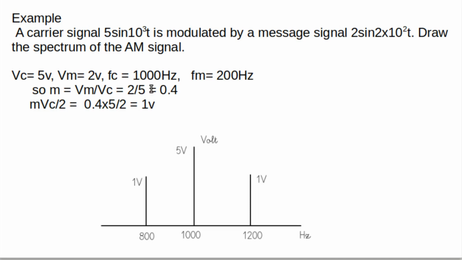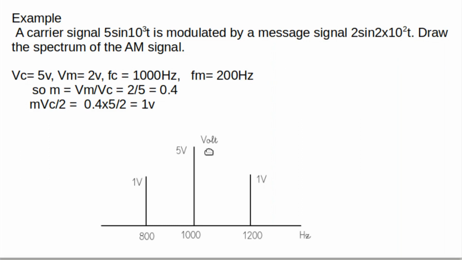Now we will see another example. Here the carrier signal is shown by its mathematical equation, 5 sin 10^3 t. So the amplitude of the carrier is 5 and its frequency is 10^3, or 1000 Hz. And it is modulated by a message signal with the equation 2 sin 2 times 10^2 t. Here the amplitude of the message is 2 and its frequency is 2 times 10^2, or 200 Hz. Now we will draw the spectrum of this AM signal.